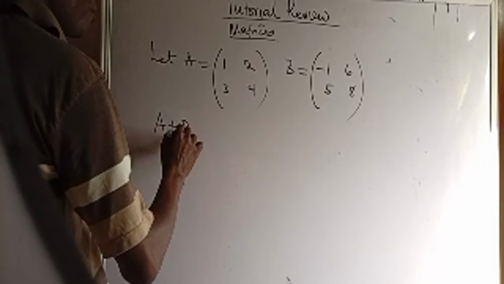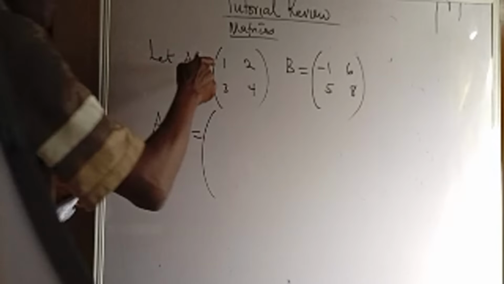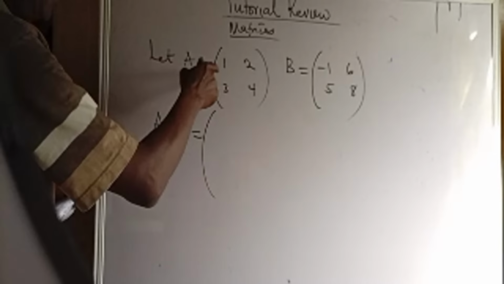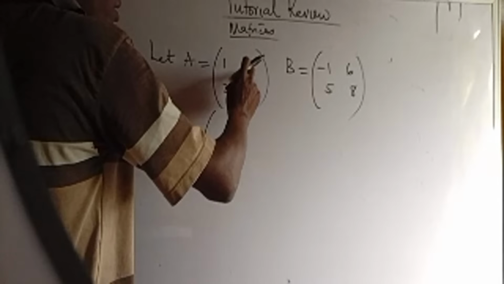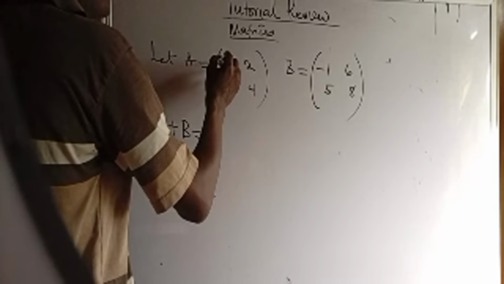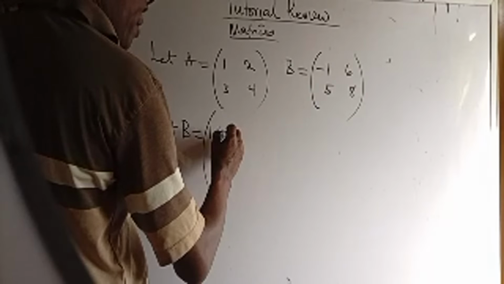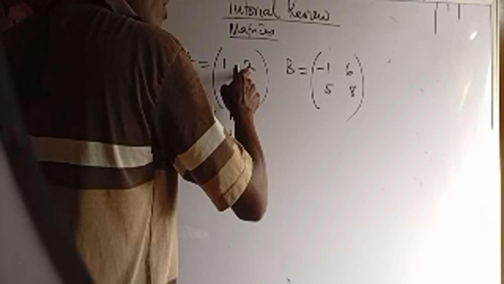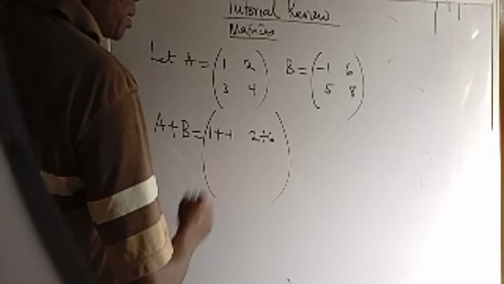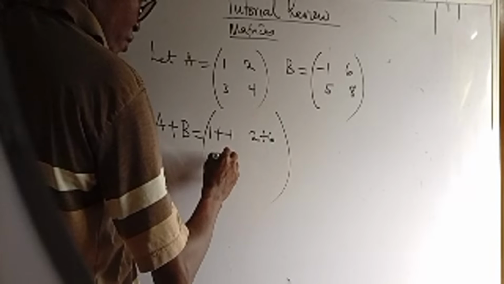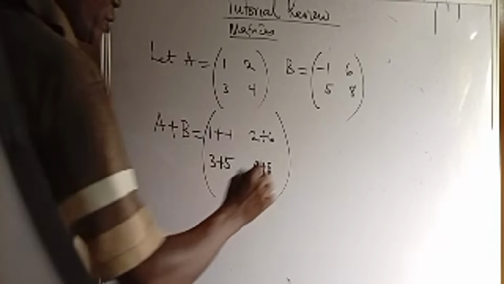Good. Now, I want to use matrix operation here, and the operation I want to use is addition. So A plus B will simply be what? You are going to add corresponding entries. This is the first row, the first column, the first row, second column. I hope you understand that. So you pick the first element, 1, plus the first entry here as well, minus 1. That settles that. Go here, 2 plus 6. 3 plus 5. 4 plus 8.